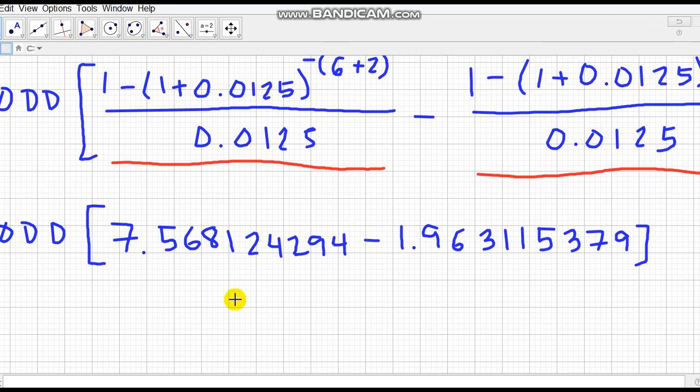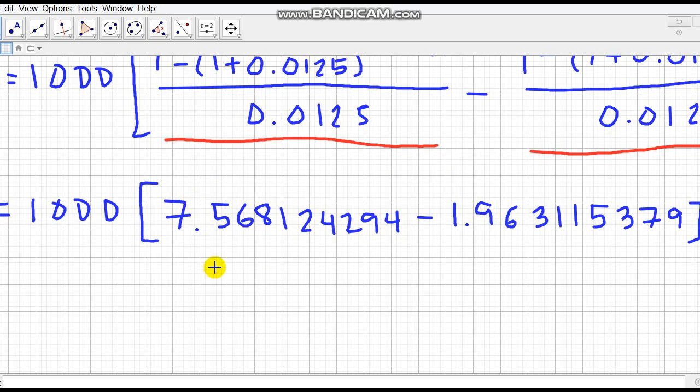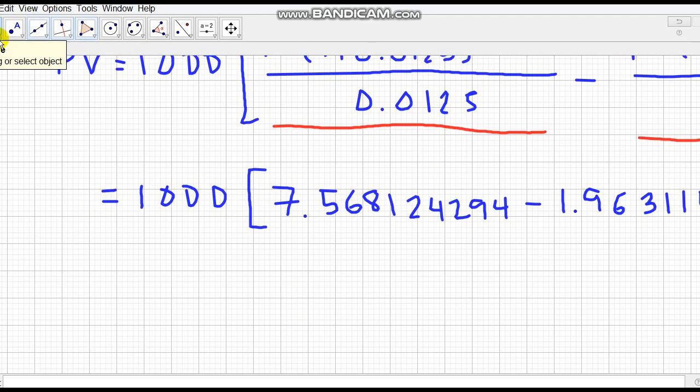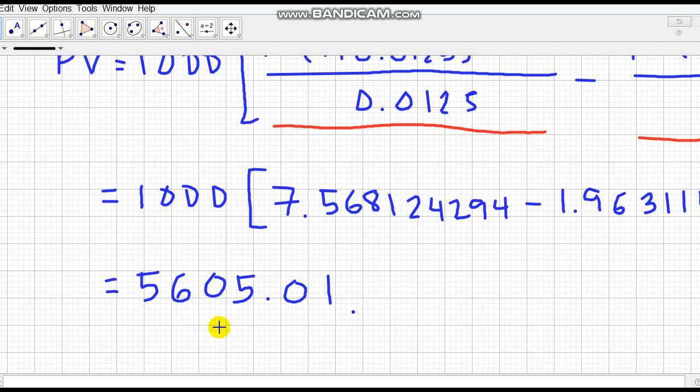So we have these values here. Let's subtract the 2 and multiply it with 1,000. The value that we're going to have is 5,605.01. So this is the present value of the money that we have for the deferred annuity.